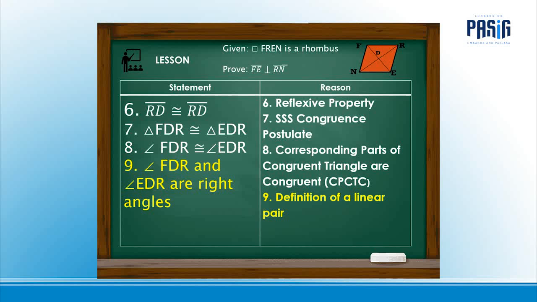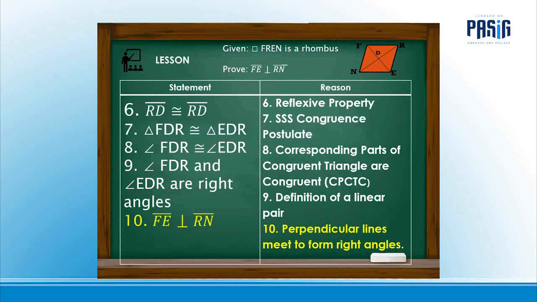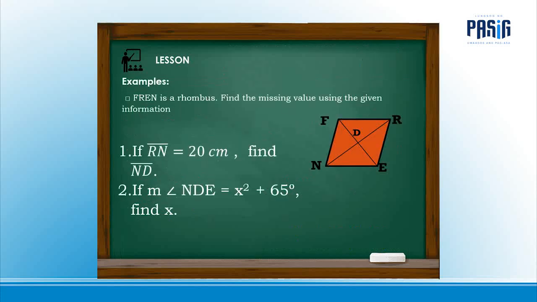Hence, angle FDR and angle EDR are right angles for the definition of linear pair. And therefore, we can say now that diagonal FE is perpendicular to diagonal RN because perpendicular lines meet to form right angles. To further understand the theorem, let us have examples.